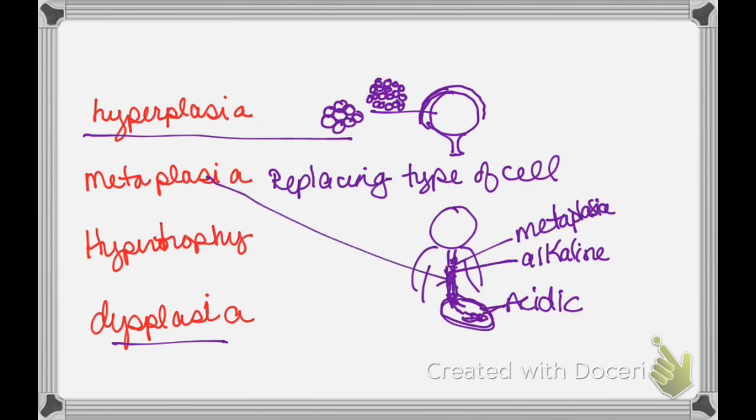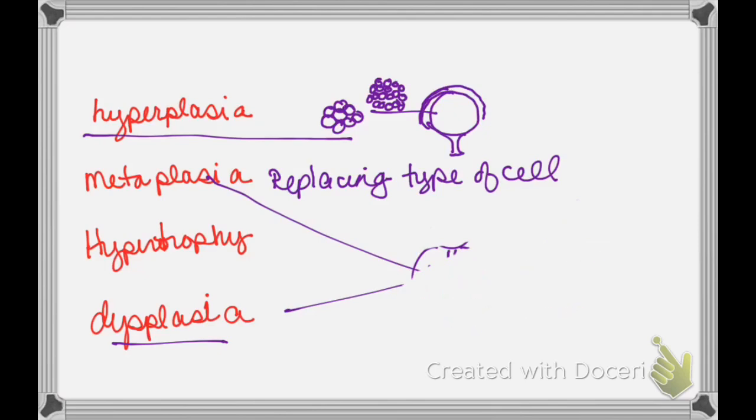Again, this can turn into dysplasia. There's precancerous cells, but that's metaplasia. It's replacing the type of cell into a different type of cell. It's not necessarily a dysplasia or a malignant cell at that point.